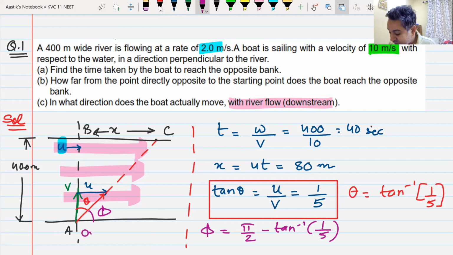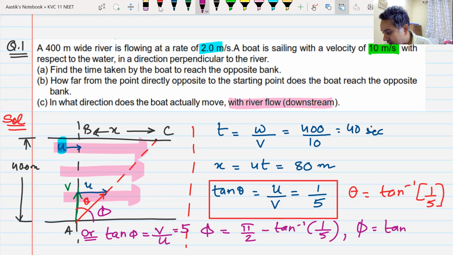Or what you can do is simply find the value of tan of phi. This tan of phi is the inverse of it, so tan of phi is V by U. In that case, you will get tan of phi as 5. So you can also write phi as tan inverse of 5. Both these answers are exactly the same.